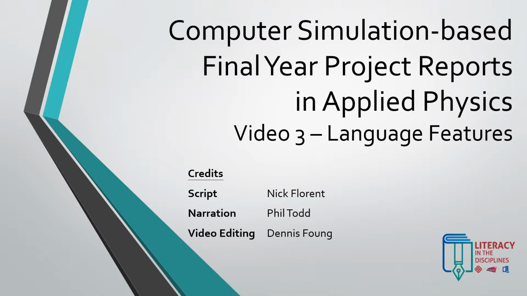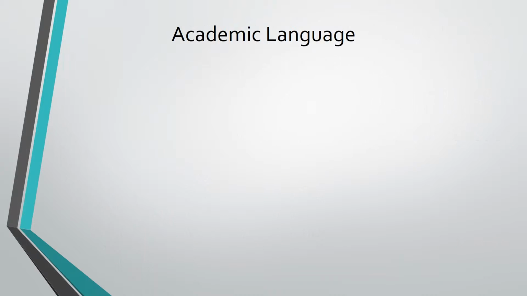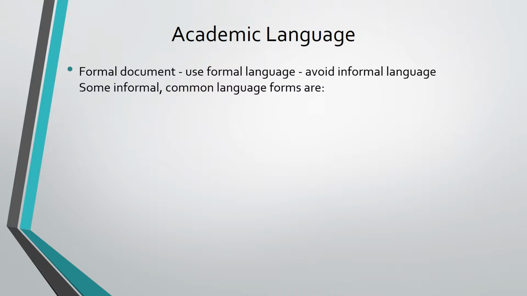In this third video on computer simulation-based final year project reports, we will look at some of the language features of scientific research writing. The first feature is academic language. Your report is a formal document and hence it is important to use formal language and avoid informal language forms.